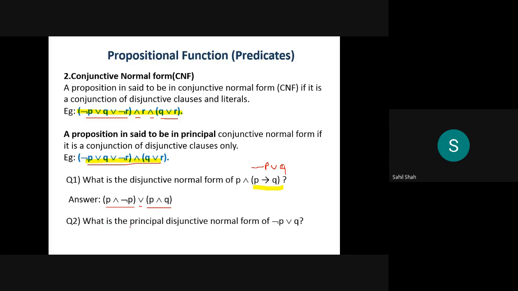So what would be the principal disjunctive normal form of negation P or Q? Can you give me the principal disjunctive normal form of negation P or Q? Whether this is in a disjunctive normal form, it is in normal disjunctive normal form because it is a disjunction of literals. But for principal disjunctive normal form, we need to have disjunction of fundamental conjunctions only, conjunctive clauses only. So can you convert this into conjunctive clauses and tell me the answer? What will be the principal disjunctive normal form of negation P or Q?